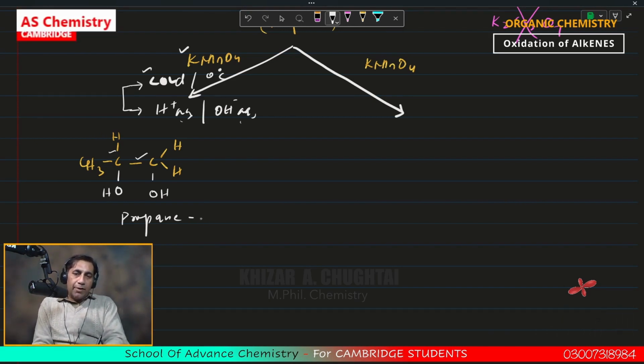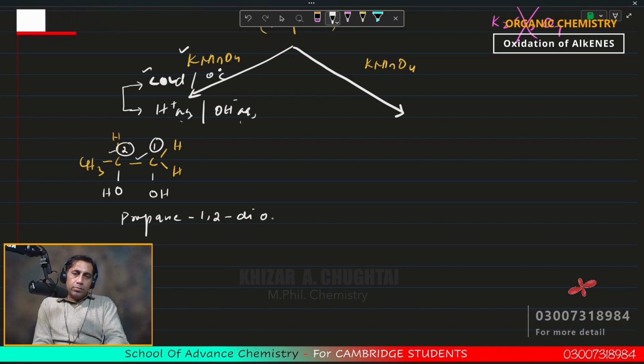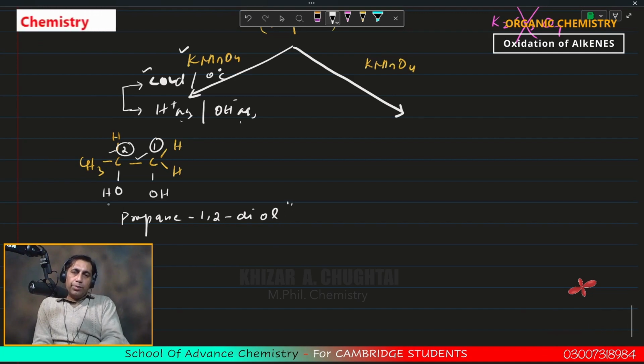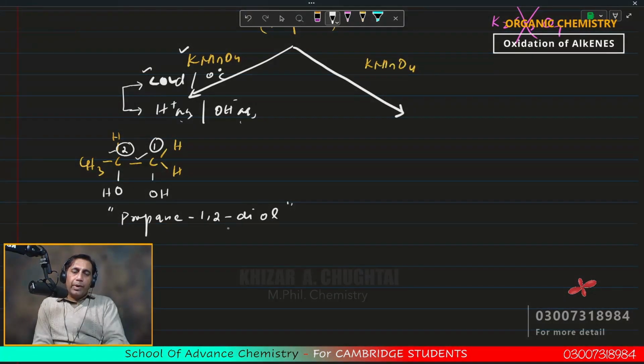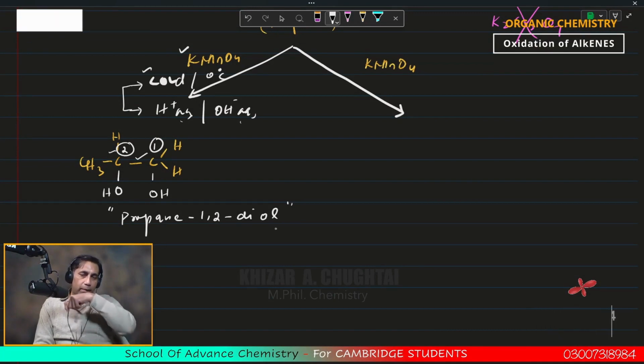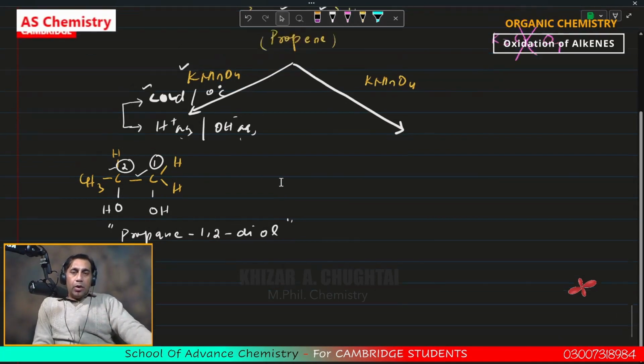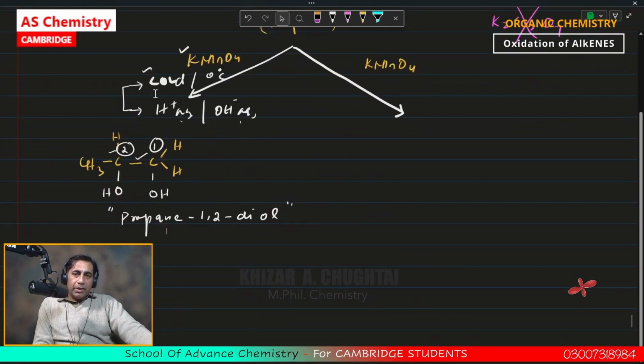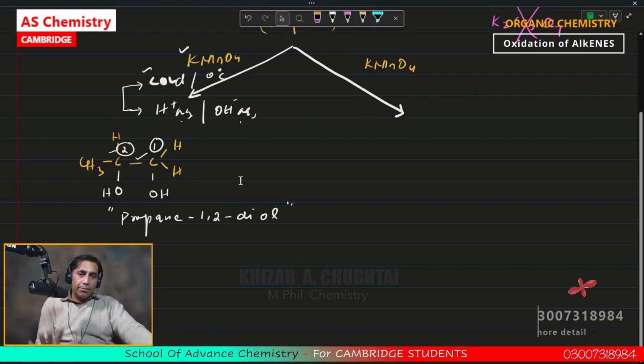So we will mark a hyphen. The position is 1. Good. Its position is 2. So 1 comma 2 dash. In total there are 2, so it's called diol. Propane-1,2-diol. So propane-1,2-diol is the name of this compound. That's all, because if you keep this cold KMnO4, it will not go into further oxidation. So that is the final compound.